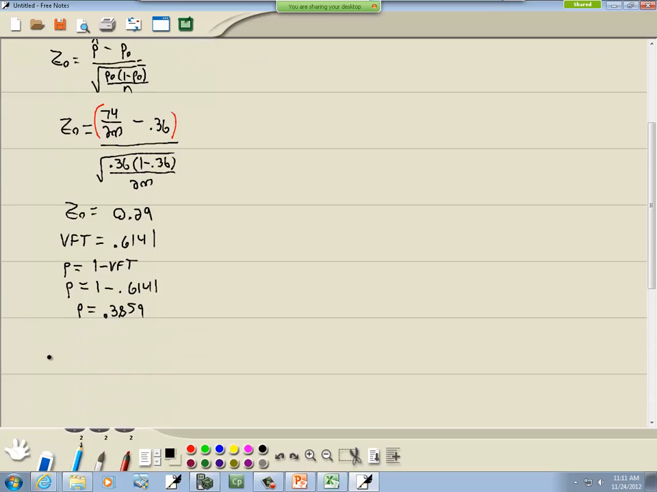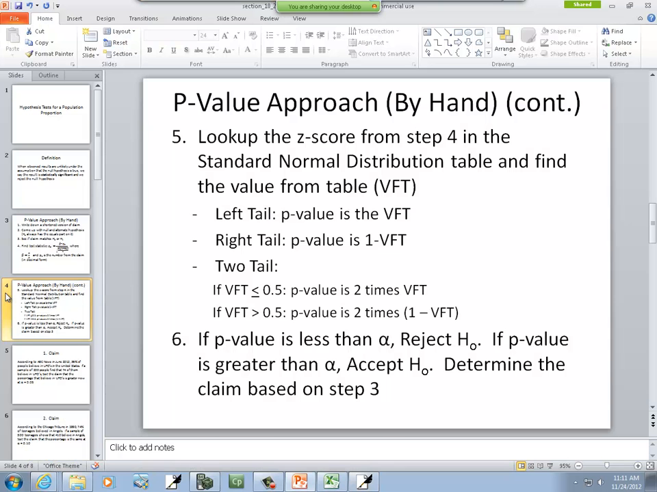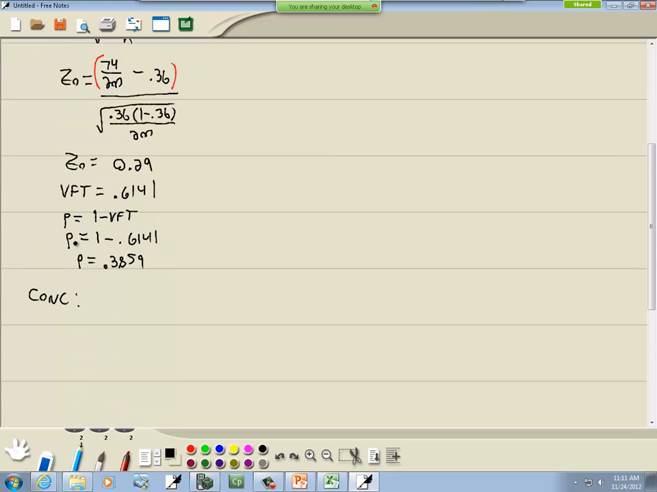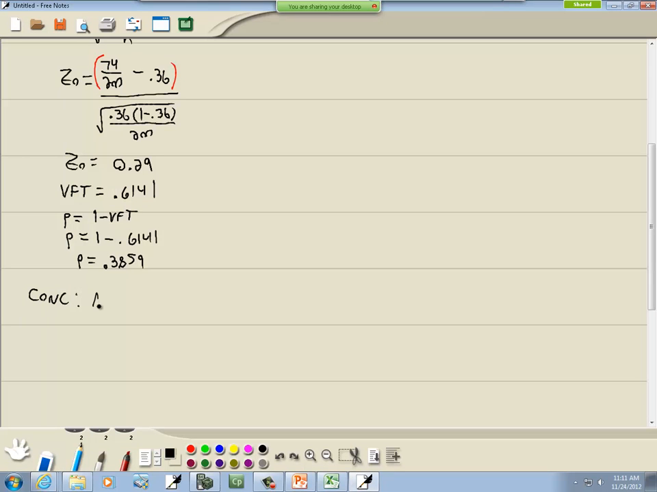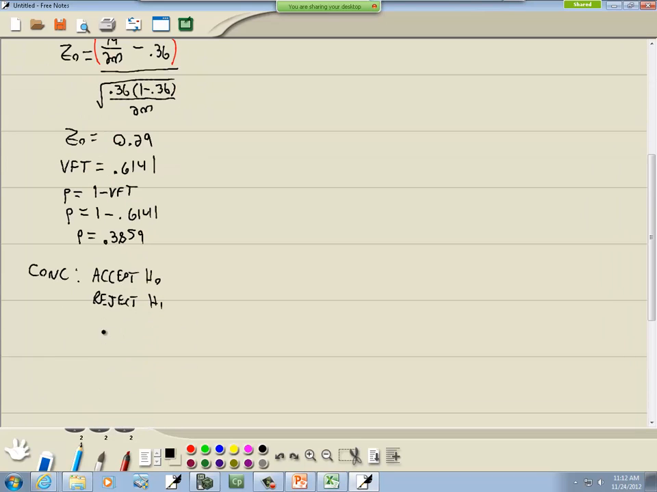Okay, so our conclusion. It says that p-value is less than alpha. P-value is 0.3859. Alpha is, what was alpha? 5%? 0.05. So p-value is not less than it. It says if p-value is greater than alpha, accept H naught. So we're going to accept H naught, and H naught and H1 are opposites of each other, which means we'll reject H1. And if I come up here, I notice my claim matches H1, so whatever we say about H1 is what we say about our claim. So we'll reject our claim.